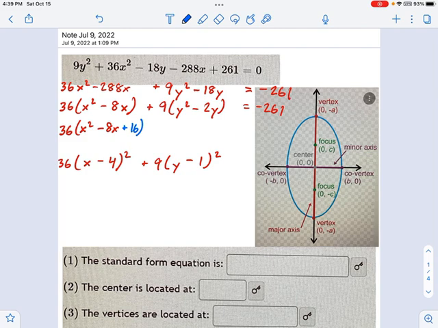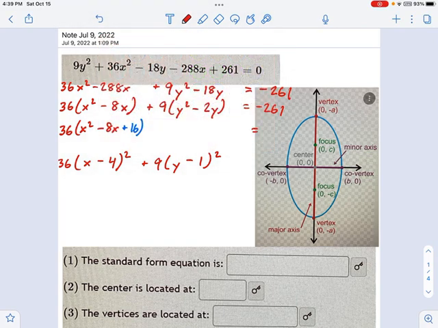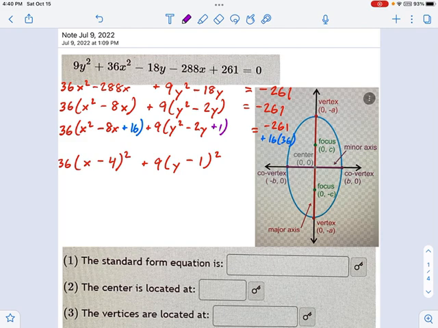And if you're adding that to the left side of the equation, you have to add that to the right side of the equation. So look at the right side. This is turning into negative 261. And then it's going to be plus 16 times 36. Don't forget about that GCF. Okay, next part. The y's. This is 9 times y squared minus 2y. And if you FOIL this out, you'll see we're going to get a plus 1 right there. So let me add that in. Plus 1. And if I add it to the left side, I have to add it to the right side. So that's 1 times the GCF of 9.